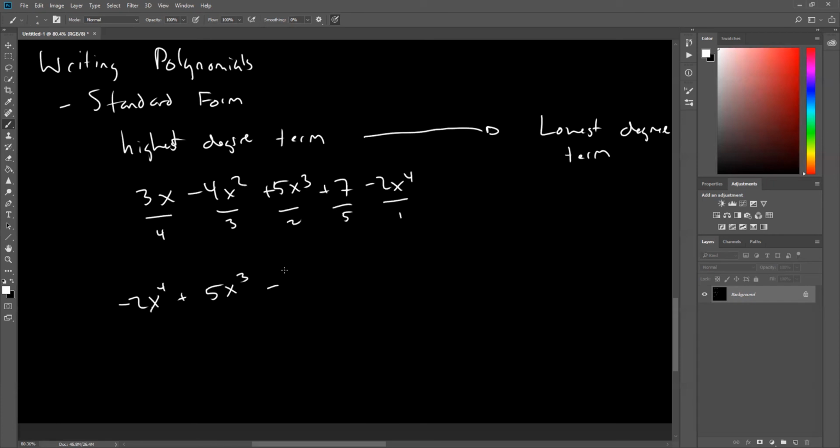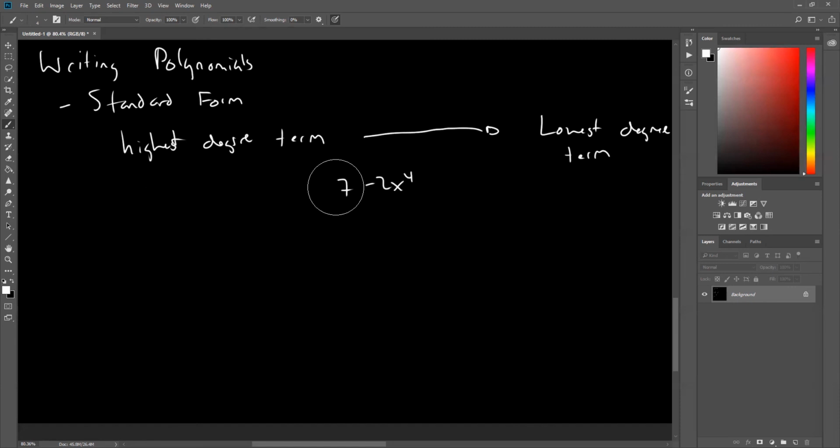5x to the third minus 4x squared plus 3x plus 7, right? Yeah, these numbers confuse you. You can just order from highest to lowest. Here, let me give you an example. Try it out. It's not too hard, so it shouldn't take you too long. Okay.